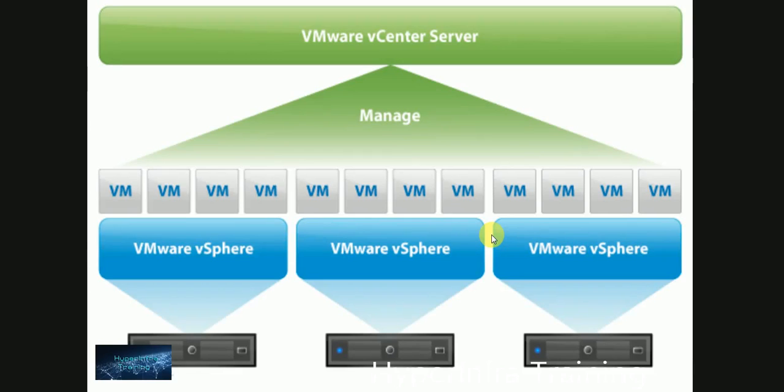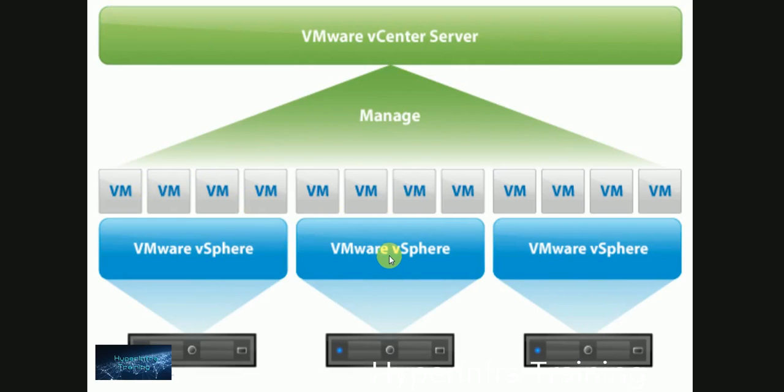So let me just give you a brief example of what this VMware vCenter server does. As you can see, on top your VMware vCenter server will be there, which manages all the VMs that are running in the VMware vSphere. Through this vCenter, you can configure clusters and network settings. Let's say you have multiple ESXi servers; in that case you don't need to log into each and every ESXi server and make the configuration changes.